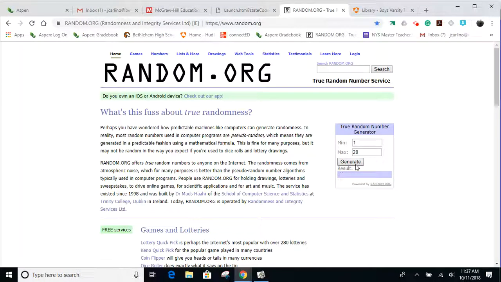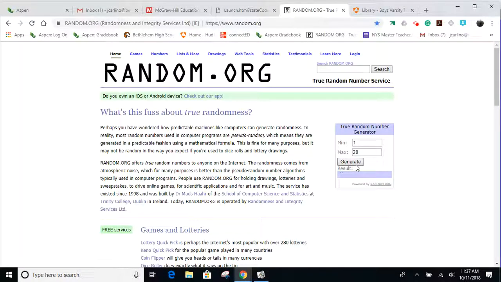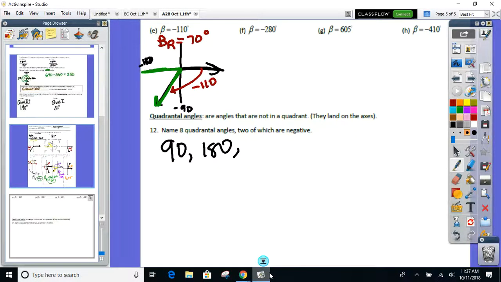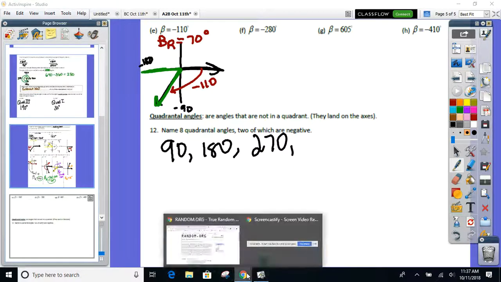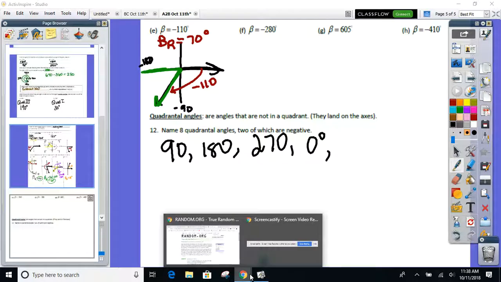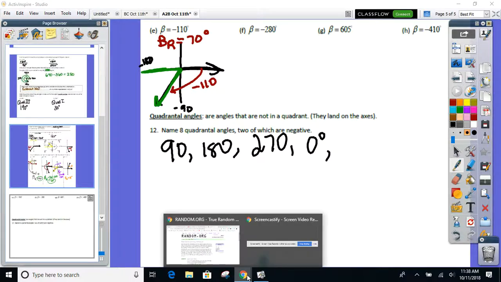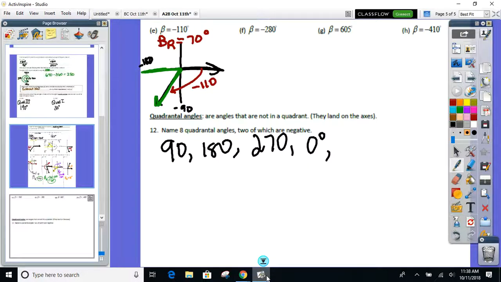Let's go around the room here. Give me another one that's a quadrantal angle. Lands on the axes. 180. Here we go. I'm still looking for 2 that are going to be negative, though, out of these 8. Another one. 270. Need another one. 0. 360. Got it. Let's keep it going. More. I got 4. I need more quadrantal angles.